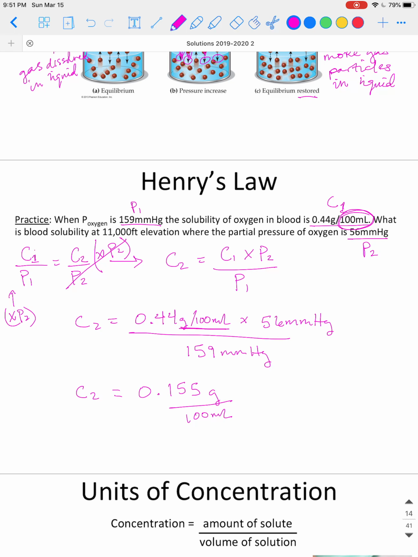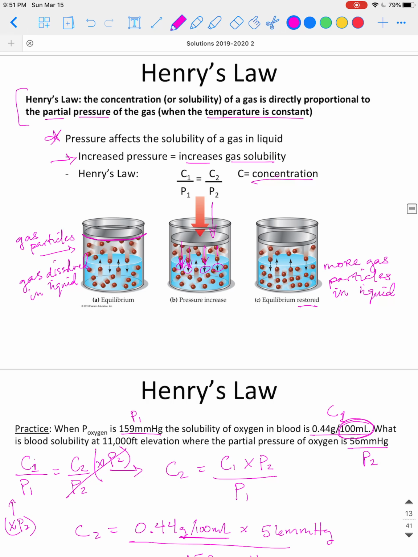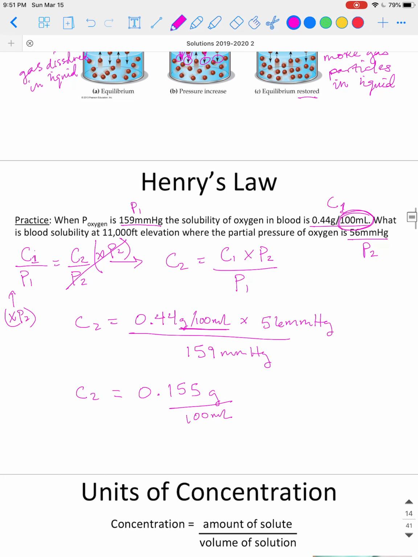Okay, so if you notice, as you go from P1 to P2, pressure is decreasing. And according to Henry's law, if we increase pressure, we increase gas solubility, okay? But if we decrease pressure, the opposite is true. We decrease gas solubility. So here, as we decrease pressure, you find that your final concentration is lower. It went from 0.44 grams per 100 ml to 0.155 grams. And you're going to report these units as gram, again, per 100 ml. Do not divide by this 100. You just leave it as part of the units. Okay? So there is our answer.